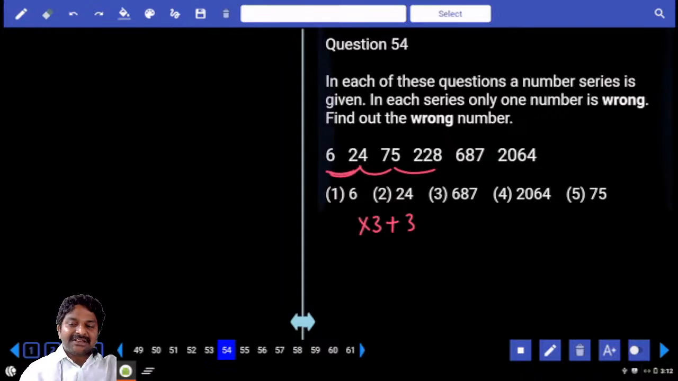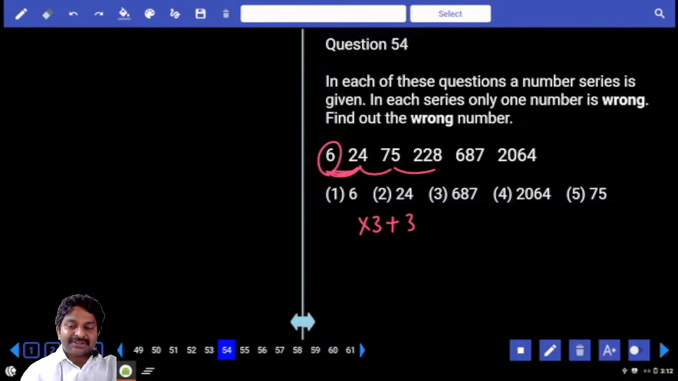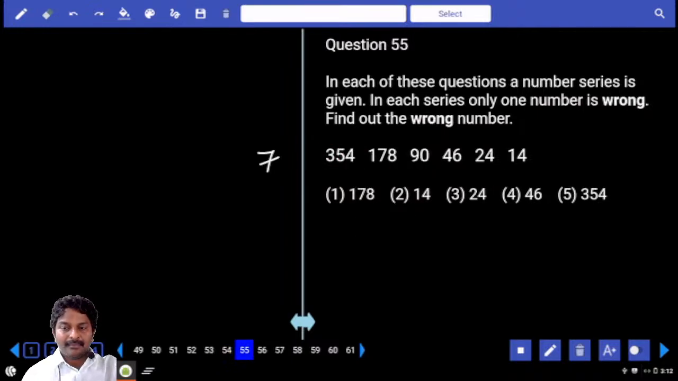Let's identify 6 and 24. Are they following? 6 3 is 18. 18 plus 3, 21. But 24 is there. Which is the wrong one? 24 or 6? 6 is the wrong one. In place of 6, what must be there? 7. 7 into 3 plus 3 will give you 24. Right?